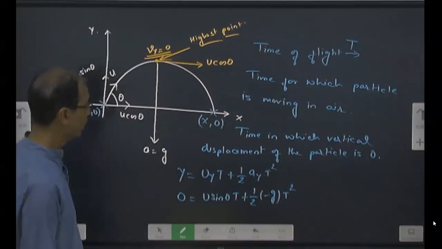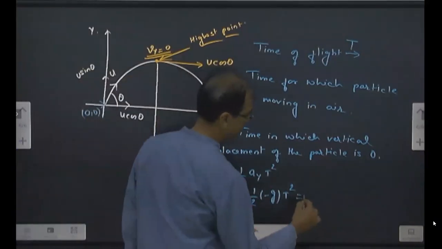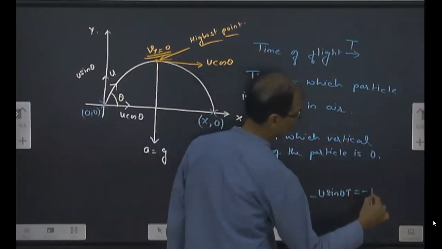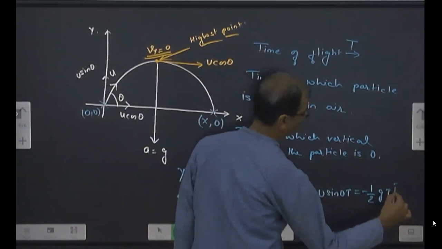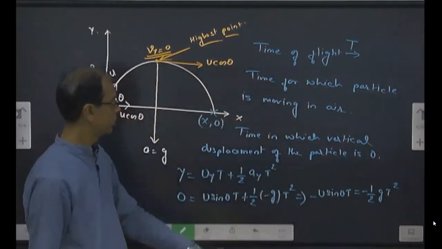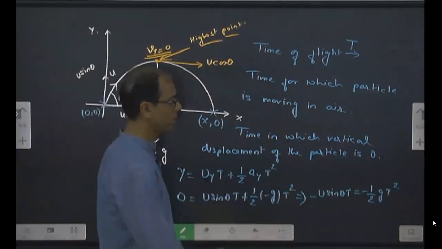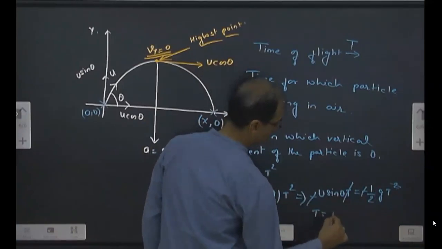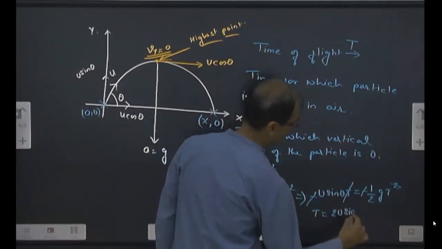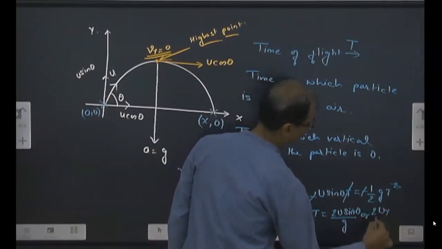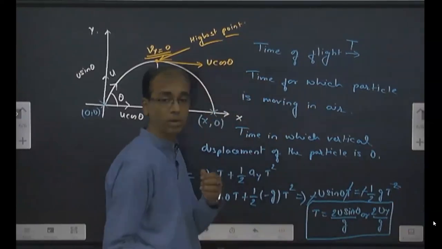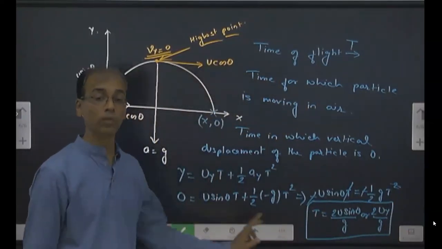Right. Then bring this one to this side. Minus u sine theta into t equal to minus half g t square. This is minus half g t square. And this one came to this side, so became minus. Minus minus cancelled. T cancelled. So t equal to 2u sine theta by g, or 2uy by g. That's time of flight. Time of ascent was uy by g. Time of flight is 2uy by g.